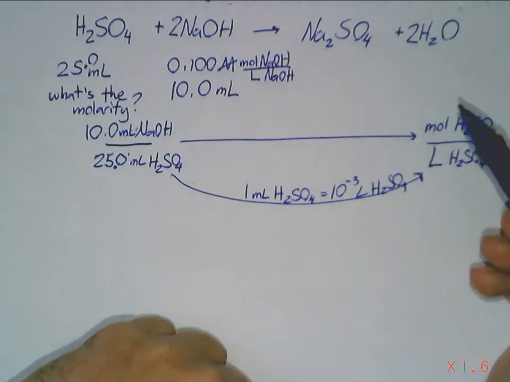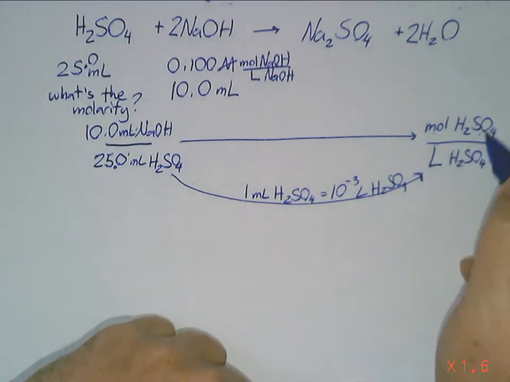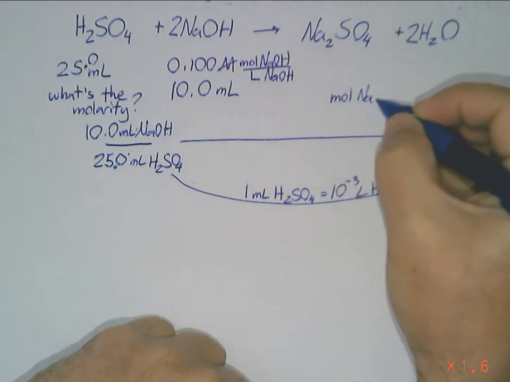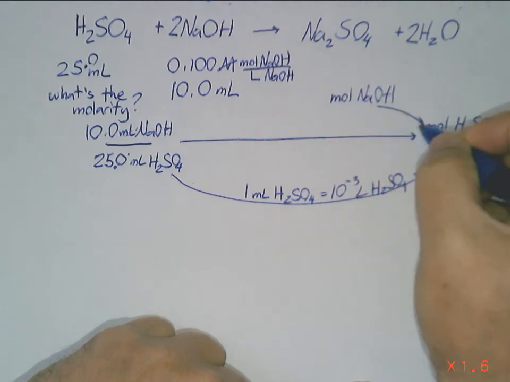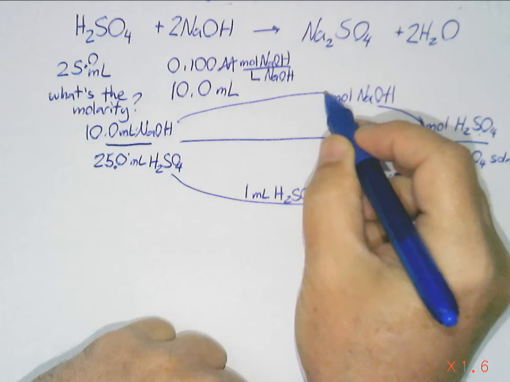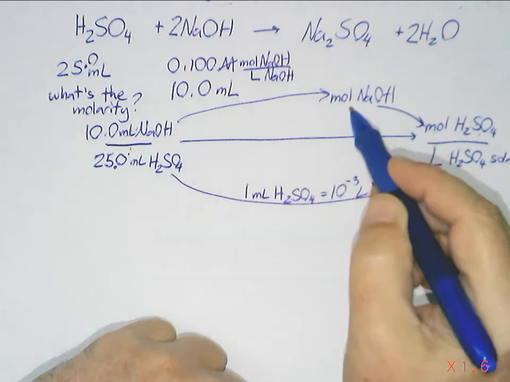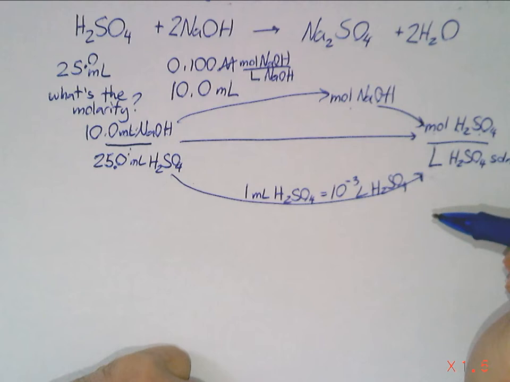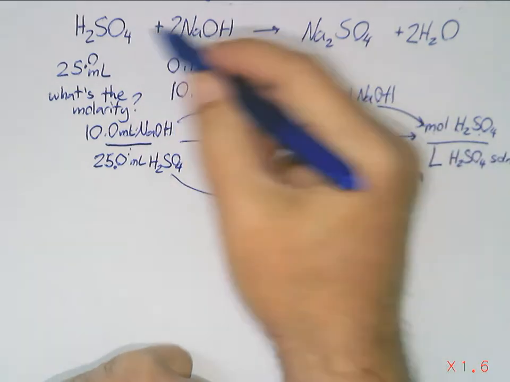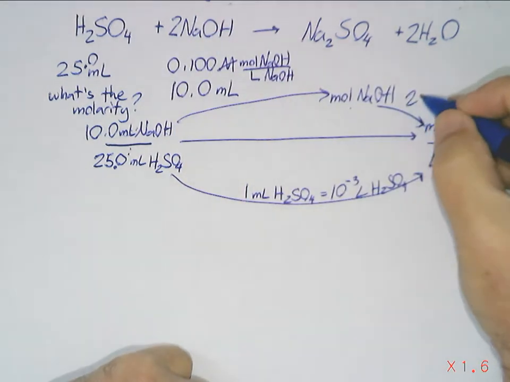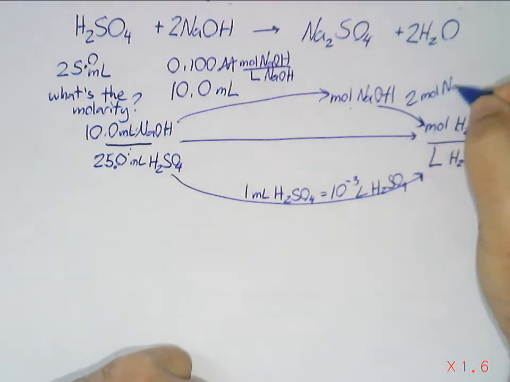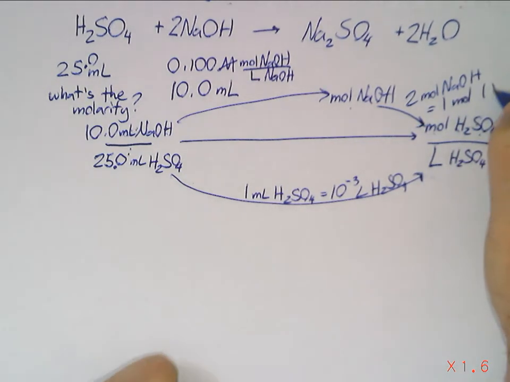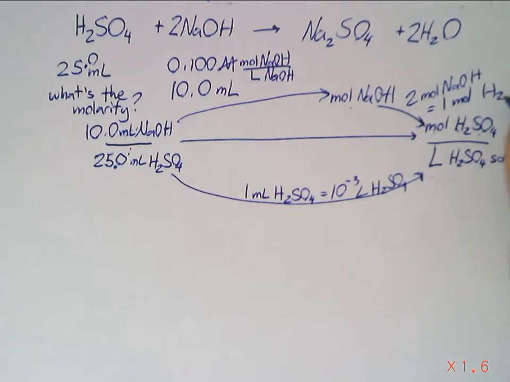So you need a mole-to-mole ratio. Now you've got moles of H2SO4 over here. If we drop moles of sodium hydroxide in here, our roadmap becomes this. Go from milliliters of this to moles, and then moles to moles. The mole-to-mole conversion factor is the critical link here. And our balanced chemical equation tells us that there are 2 moles of sodium hydroxide for every 1 mole of H2SO4.